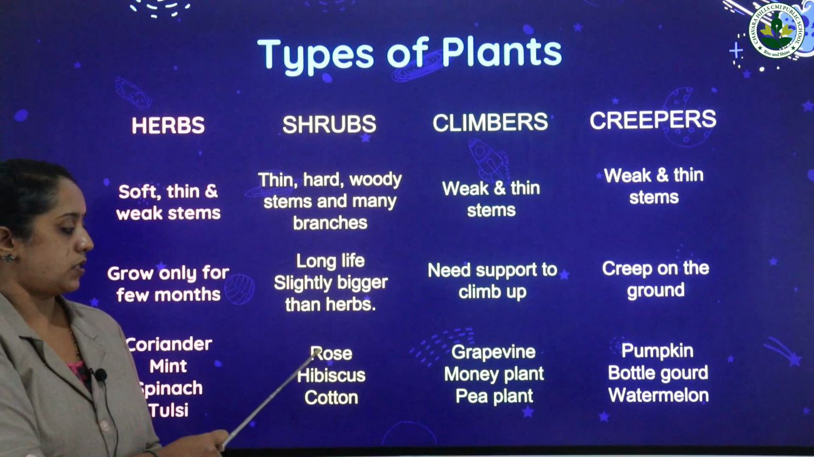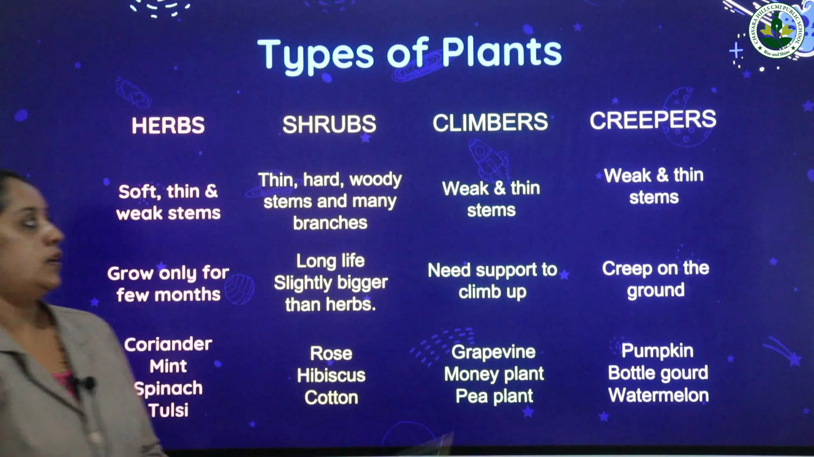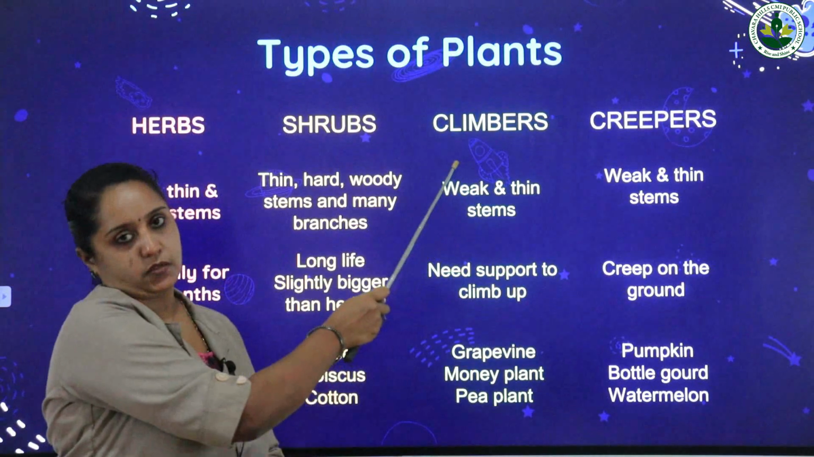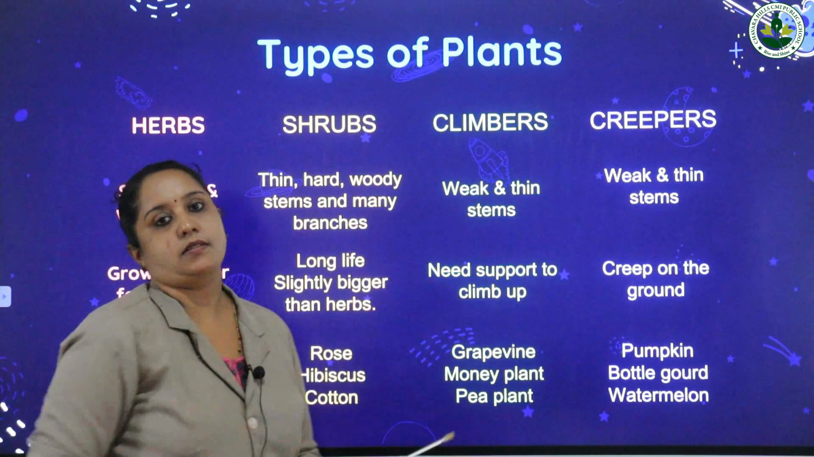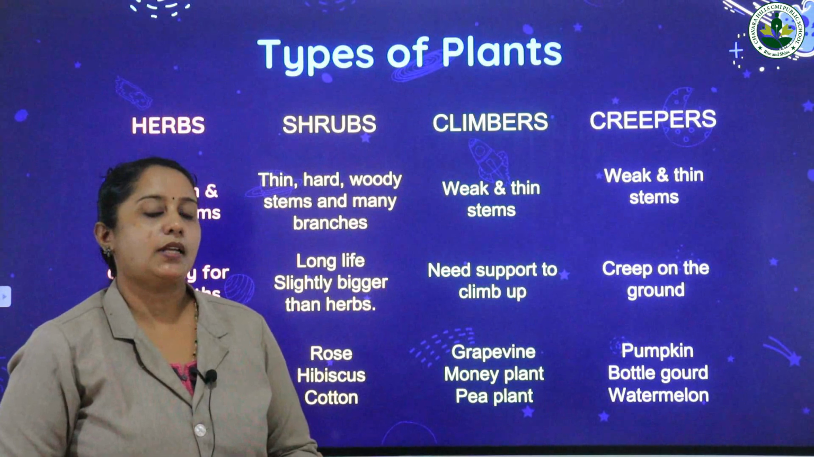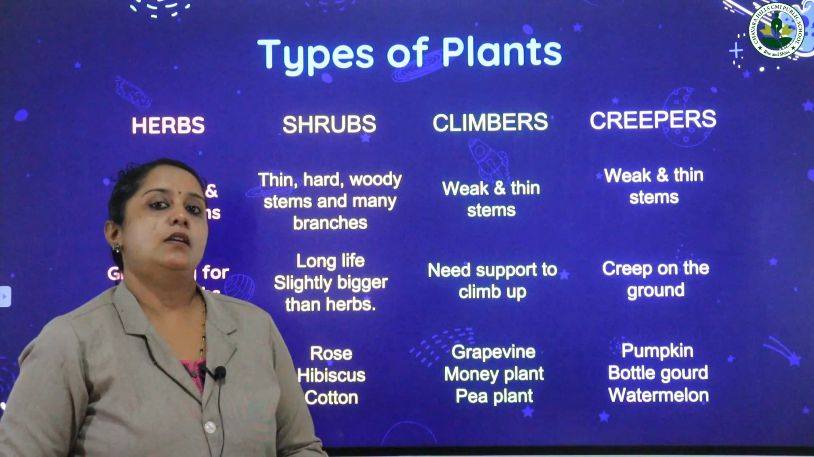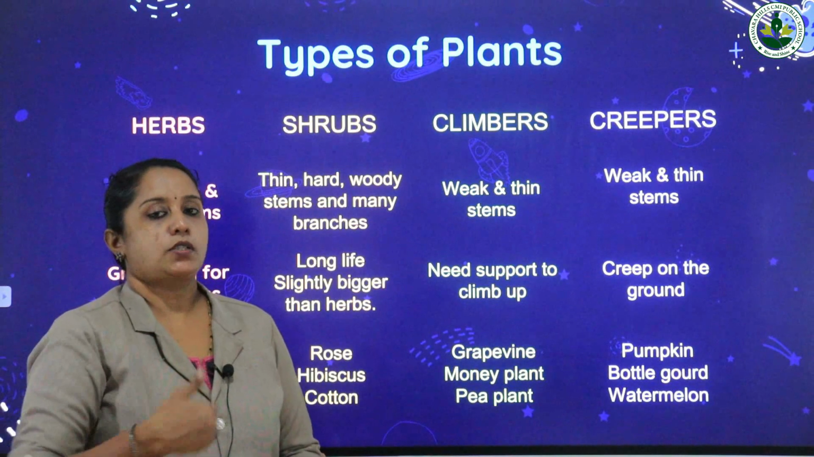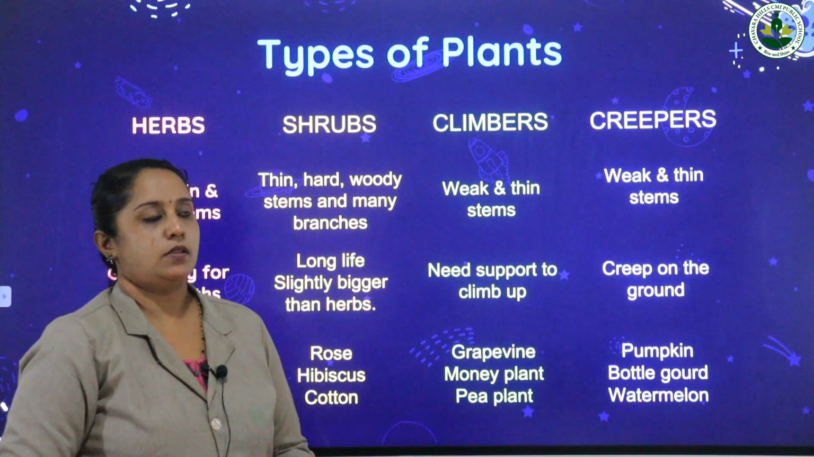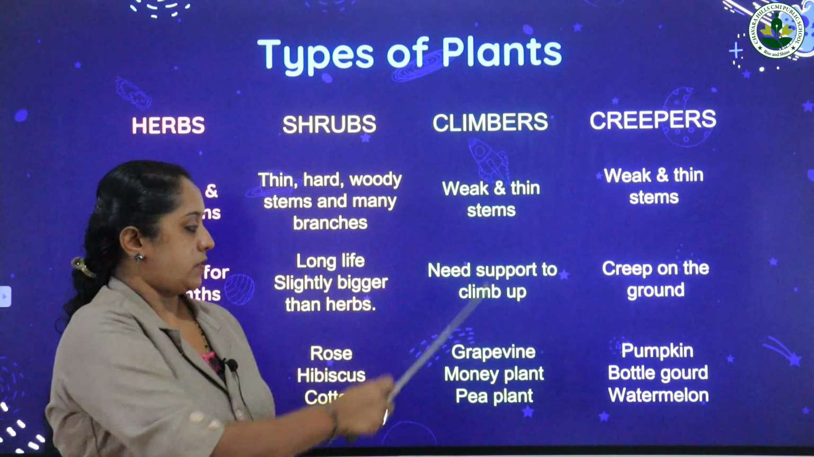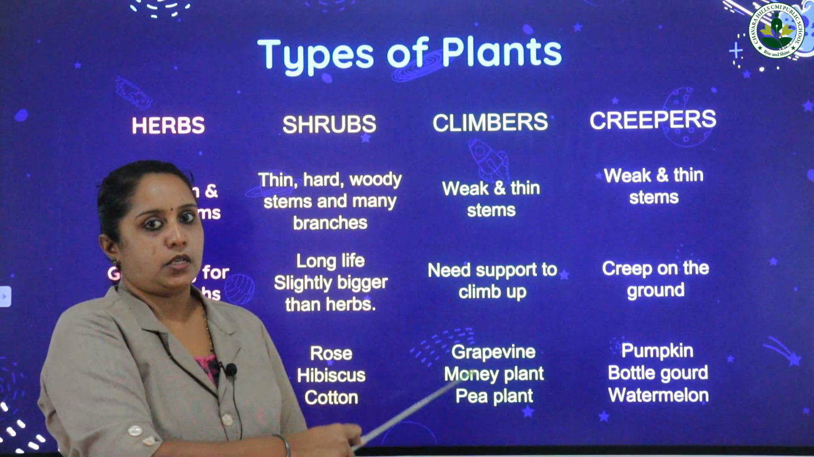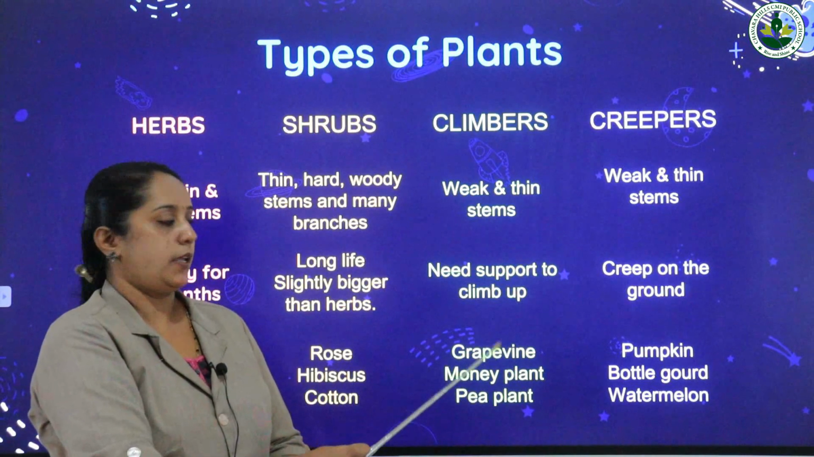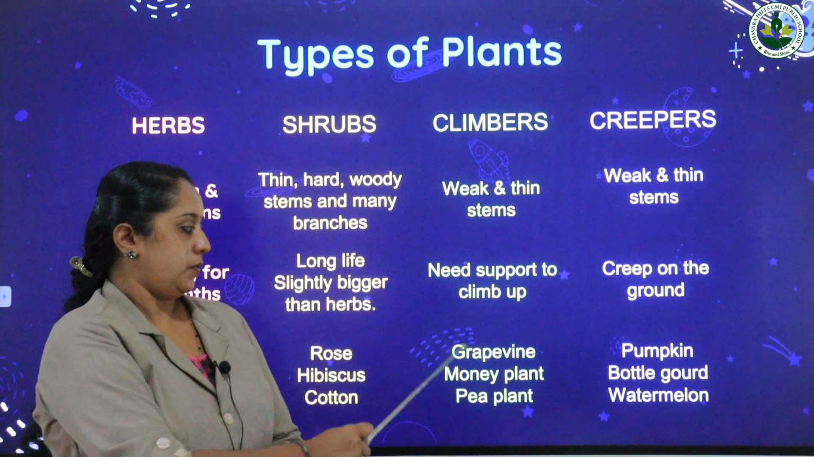Examples are rose, hibiscus, and cotton. Now comes the third classification, that is climbers. From the name itself you know that climbers climb, which means we have to get on top of some place. First we will say the examples. I will show you the images in the coming slides. It is there in your textbook also.